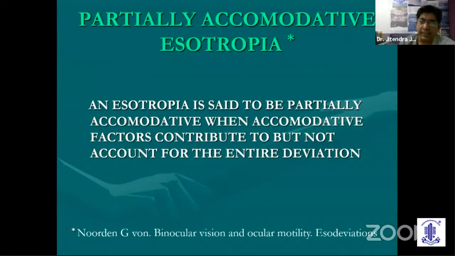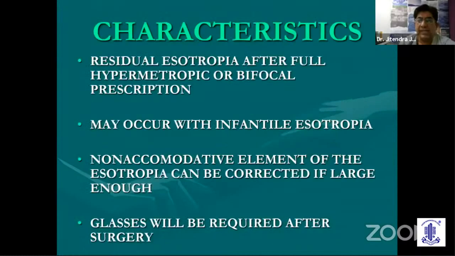As the heading says, it is when the accommodative factors do contribute to the amount of esotropia, but only partially. This could be with infantile esotropia also. So here, the total amount of deviation is not cancelled by glasses. Once you give glasses, there is some residual esotropia even after full hyperopic or bifocal prescription. So this is the non-accommodative element of esotropia, which can be corrected. If it is large enough, we can correct it by surgery. An important point is that we have to correct only the non-accommodative element of esotropia and not the full esotropia.